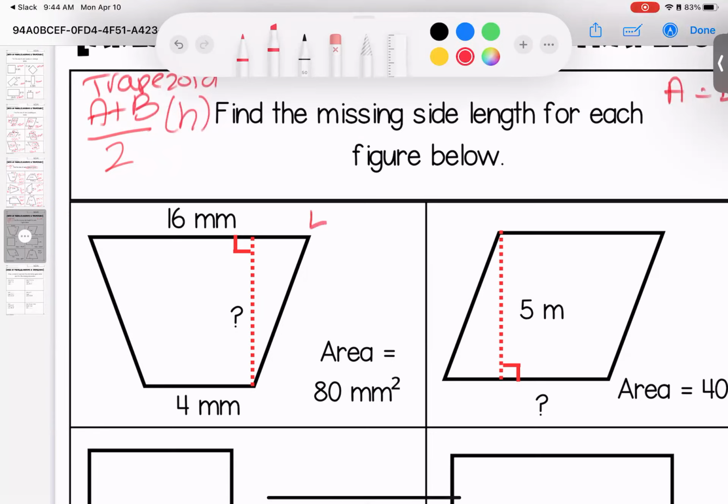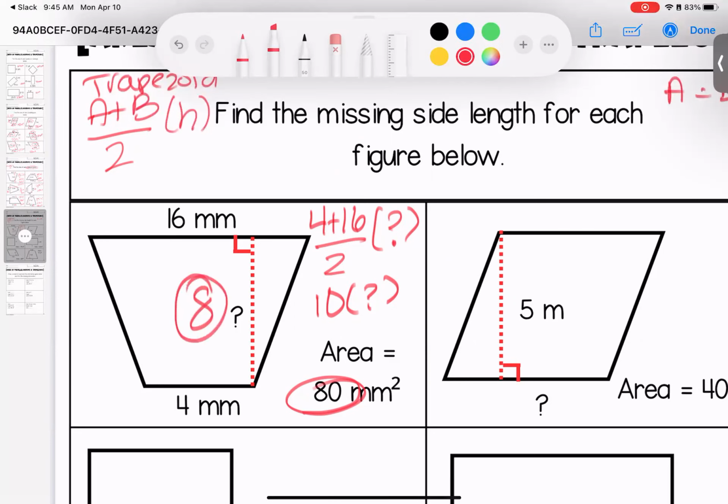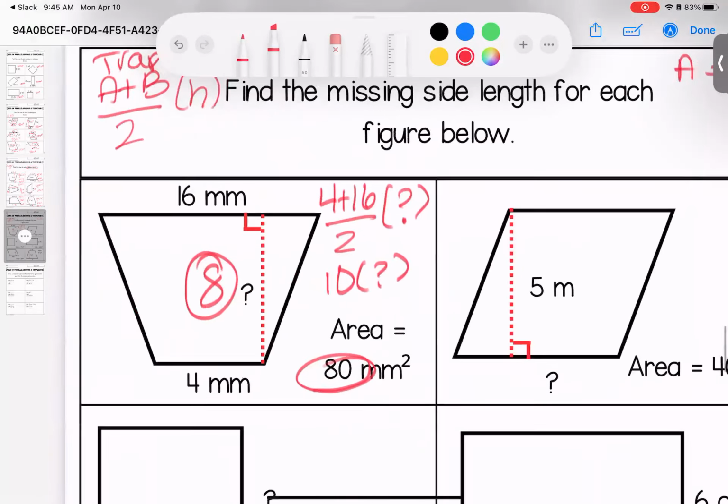So I need to do 4 plus 16 divided by 2 times an unknown number is going to equal 80. So let's look at our pieces here. 4 plus 16 is 20. Half of 20 is 10. So 10 times what mystery number equals 80? I can write that out as a formula. 80 divided by 10 leaves me with 8. My missing piece is 8 milliliters. I'm sorry, millimeters.